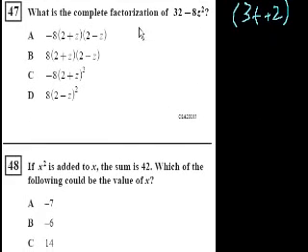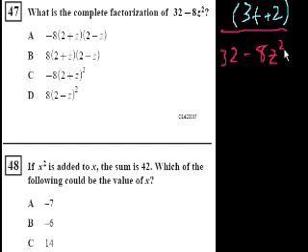What is the complete factorization of 32 minus 8z squared? So let's think about this a little bit. The first thing that I like to do, once again, is to try to factor out any numbers that are just common to all of the terms. So let me do that. 32 minus 8z squared. 8 goes into both of these, right? So let's factor out an 8. And actually, let's factor out a negative 8.